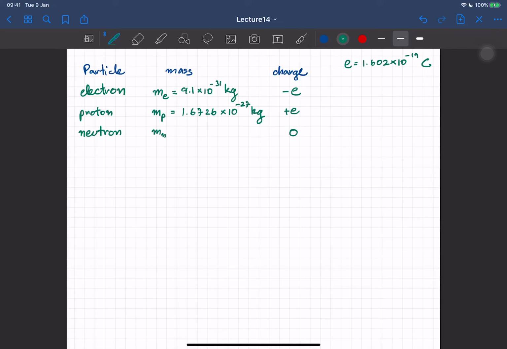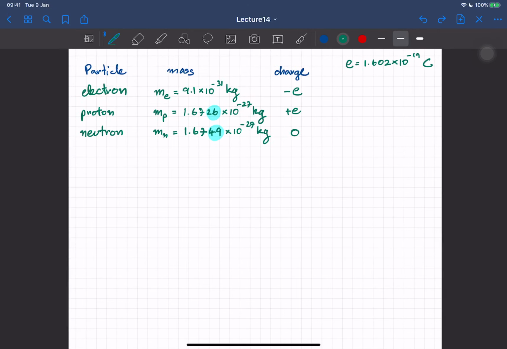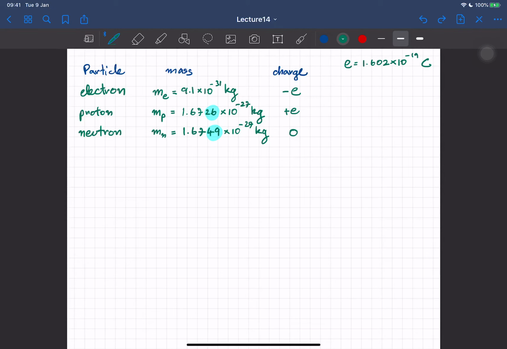The mass of the neutron, we call it m_n. It's actually very close to proton, so it's 1.6749 times 10 to the minus 27 kilogram. So almost the same as proton, except a little bit higher, less than a percent heavier than proton. But nonetheless, the charge is zero, so it has no electromagnetic interaction with any other particle, right?